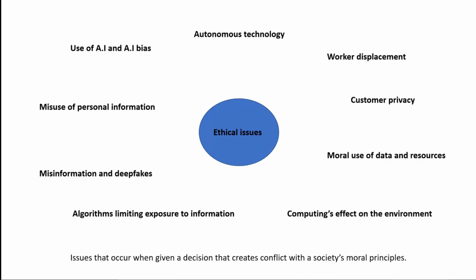There's also stuff such as misinformation and deepfakes. People can be easily influenced on the internet from such sites like Twitter or Reddit, for example. And there's also the misuse of personal information. So some people are not aware whether to give their personal information to a stranger or not. And then there's also algorithms limiting exposure to information. And that's pretty much it.